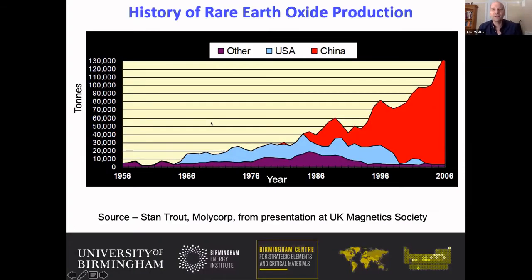So if you look at where the rare earths have come from historically, this is the year on the x-axis and the tonnage of the ore, so this is the material dug out of the ground. It used to come from the US, which is the blue region on this diagram. But in the 1980s, China began to mine those materials as a byproduct of an iron ore mine. And now they completely dominate the market for rare earths. So about 90% of all rare earth magnets are made now in China.